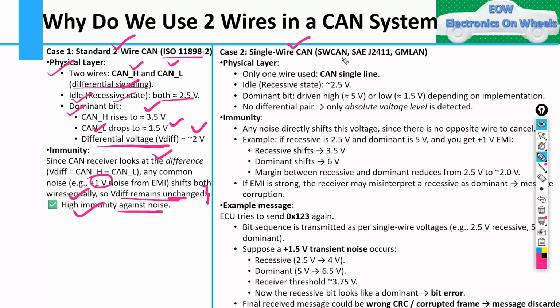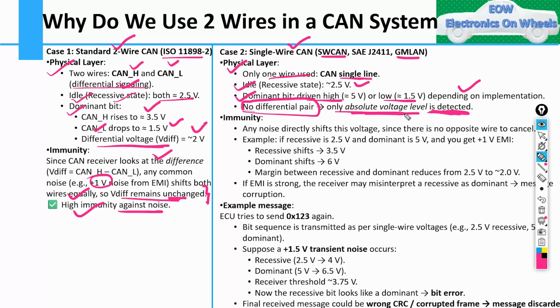So single wire CAN, the SWCAN, we have already discussed. This was developed as GM LAN. In the physical layer, only one wire is used, a CAN single line. The ideal recessive state is 2.5 volt, and the dominant bit is driven high to 5 volt or low to 1.5 volt depending on the implementation. There is no differential pair, only the absolute voltage level is detected.